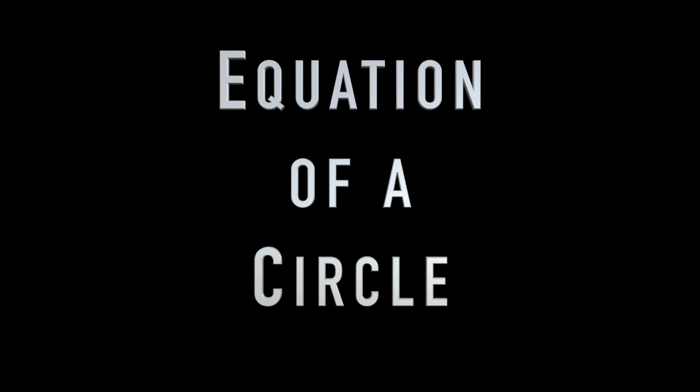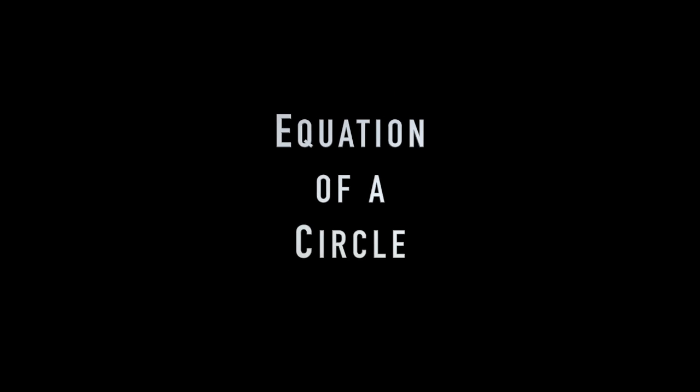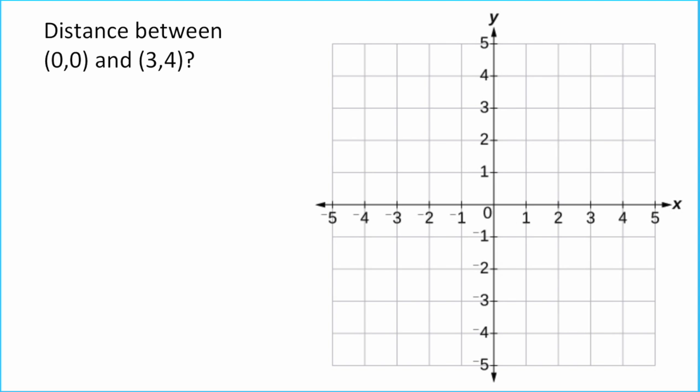In this video, we'll take a look at the equation for a circle. We're going to start with the distance between 2 points, 0, 0, and 3, 4. This might seem weird since we're talking about circles, but it will make sense in the end. So to find the distance between 2 points, there is a distance formula, but it's based on Pythagorean theorem.